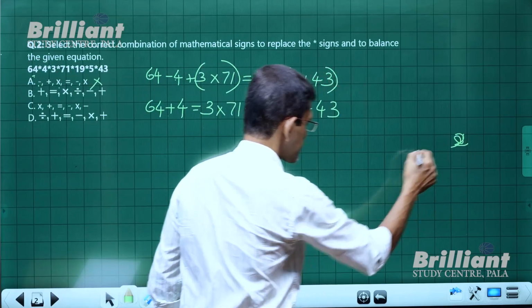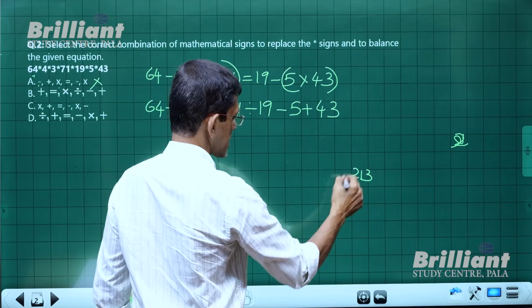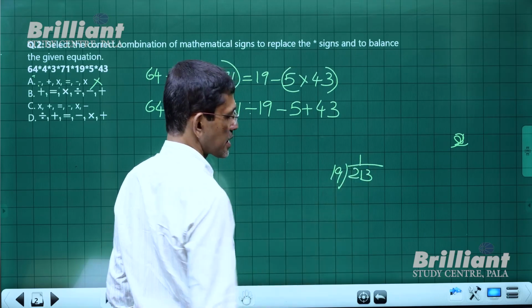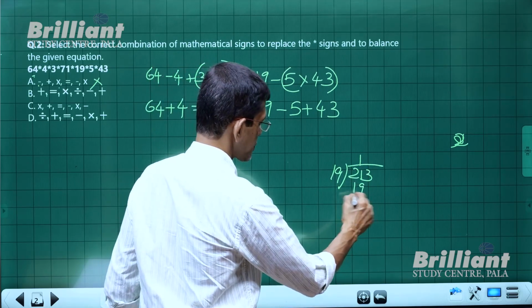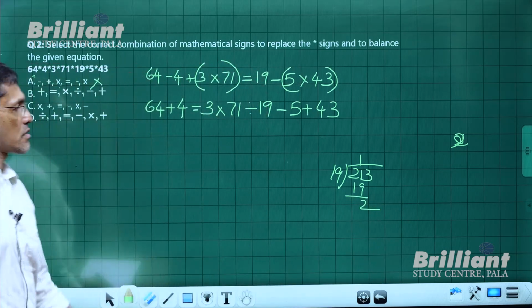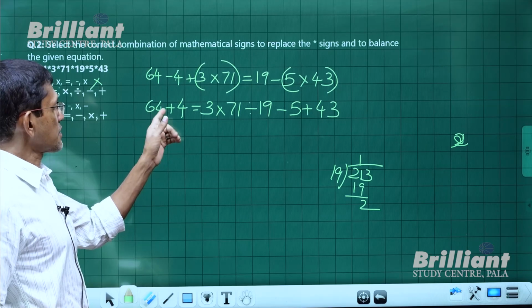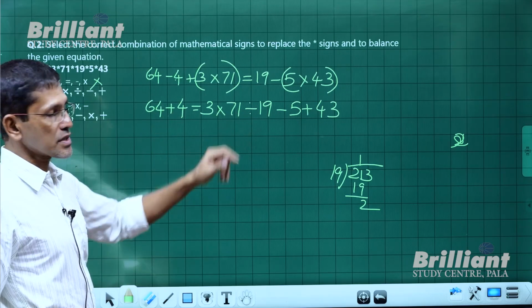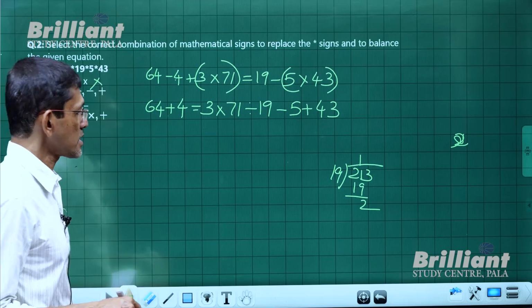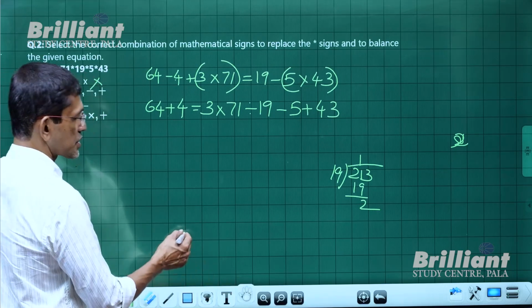213 divided by 19. How many times? One time, right? 19. So the balance is 223. So it's going to be a fraction. So here we have what? What we are going to get is 68, and this side is going to be a fraction. So it's not going to be equal on both sides.